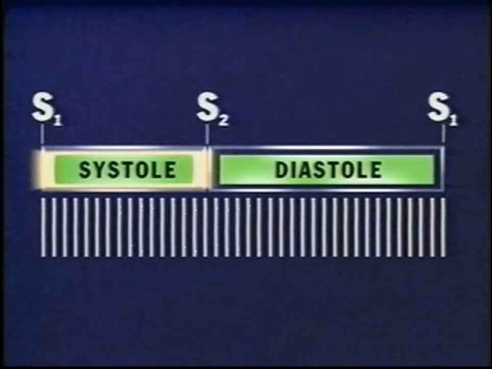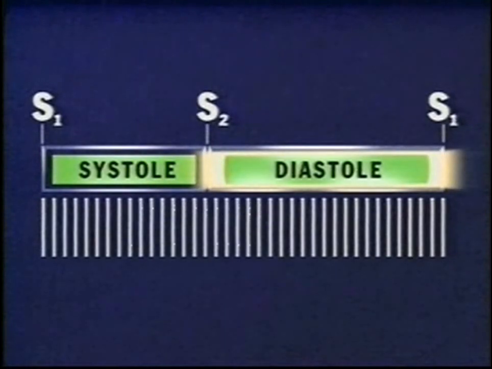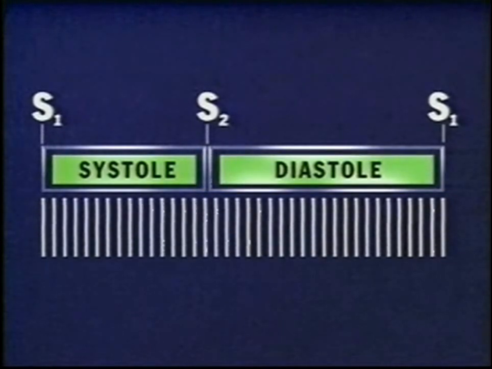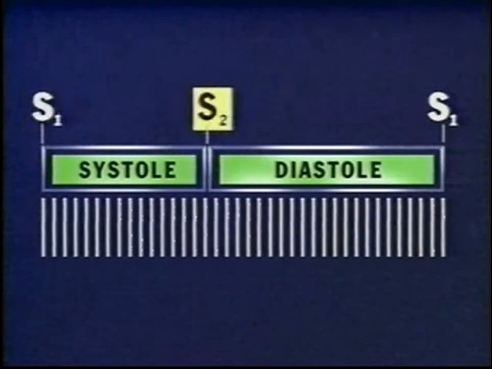Ventricular systole occurs between S1 and S2. Ventricular diastole occurs between S2 and the next S1. Because diastole usually lasts longer than systole, you can identify the two sounds. 1-2, 1-2, 1-2.